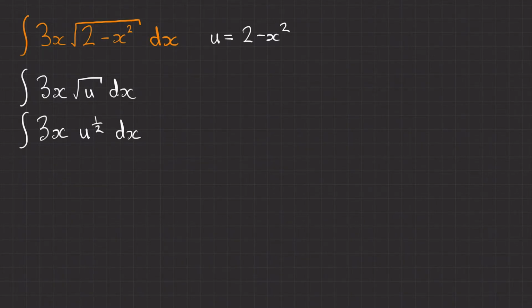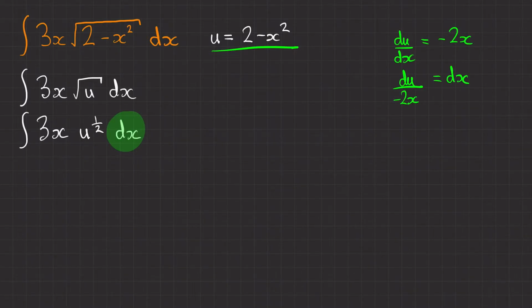Now because we're changing this question from in terms of x to in terms of u, we need to change this dx because we need it in respect to u. So we'll take this u value here and we'll differentiate it. So du over dx equals minus 2x. Rearranging this to get dx on a side on its own, we'll divide both sides by minus 2x and multiply both sides by dx. So we'll have du over minus 2x equals dx.